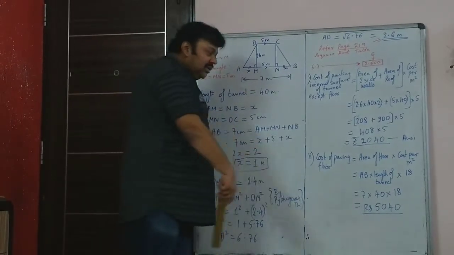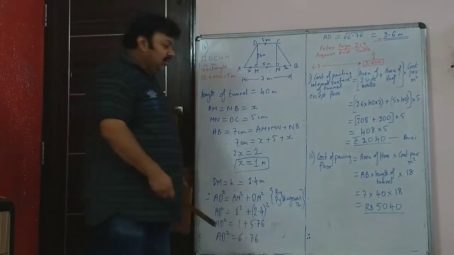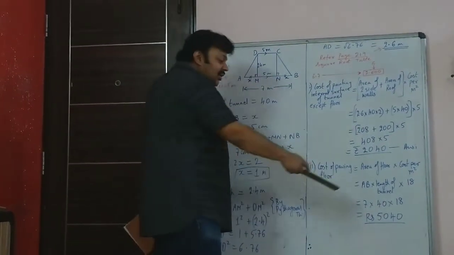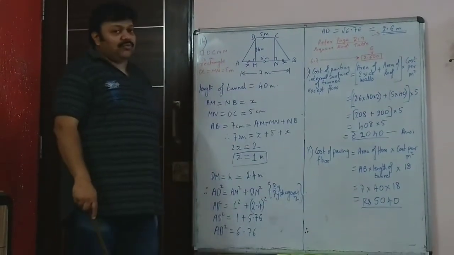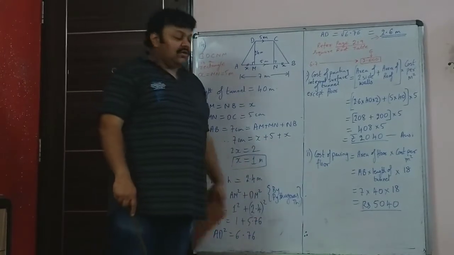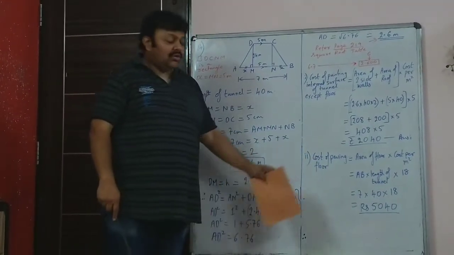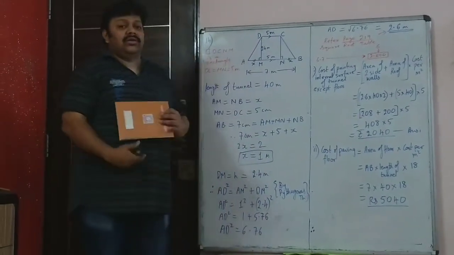And the floor is the entire width into the depth, that has to be paved. So the entire width is 7 and the depth remains 40. And the cost for paving the floor is more than that of painting, of course. So it is 18 rupees. So that is why the total cost is 5040 for paving the floor, and this is for painting the three surfaces.